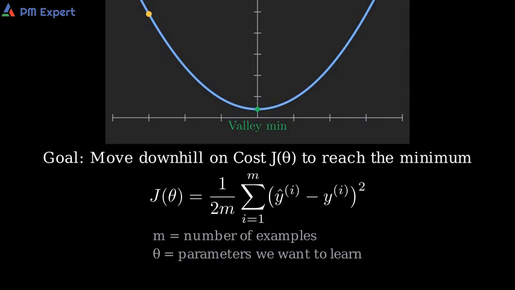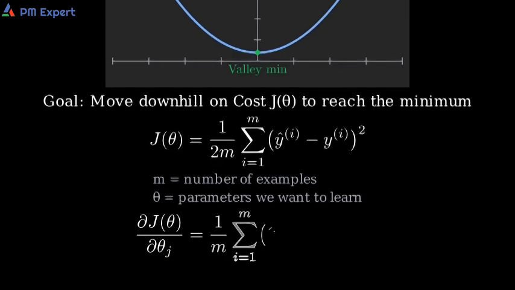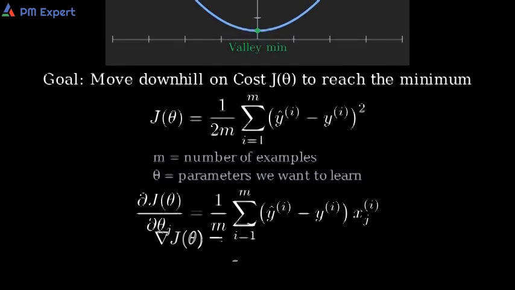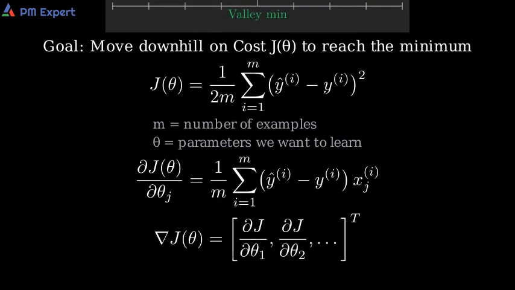To know which way is downhill, we compute the gradient. It tells us the slope with respect to each parameter. For linear regression with features x, the partial derivative of J with respect to theta sub j equals 1 over m times the sum over i of prediction minus target times x sub j. Collecting all partial derivatives gives the gradient vector.